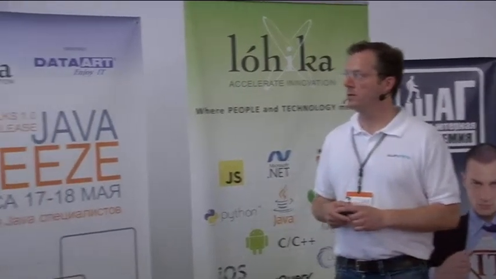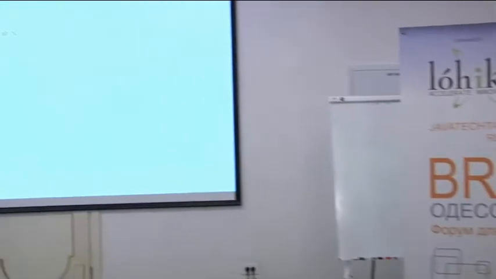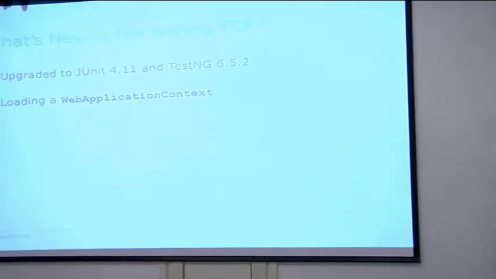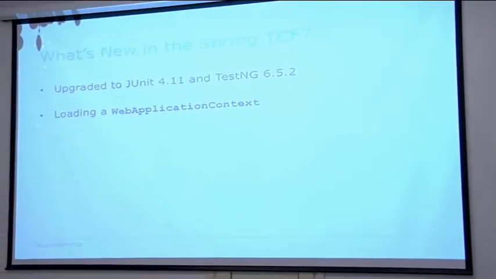So, what's new in the Test Context Framework, the TCF? First and foremost, some upgrades to libraries: it now supports, or is at least tested with, JUnit 4.11 and TestNG 6.52, but you can still use older versions back to JUnit 4.5 and TestNG 6 something or other. One of the main new features that had been requested over many years, and I just never got around to developing, I did actually implement for Spring 3.2: the ability to load a web application context.